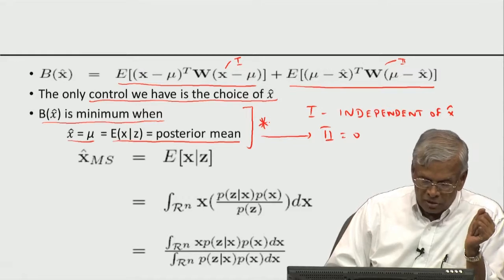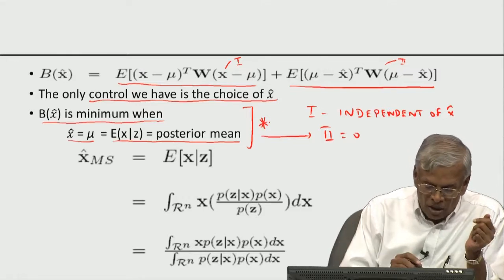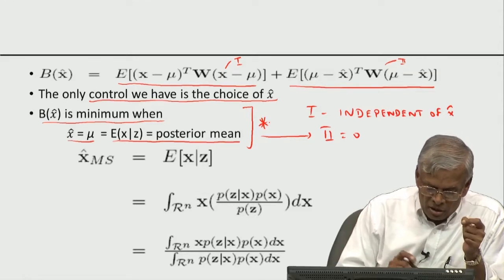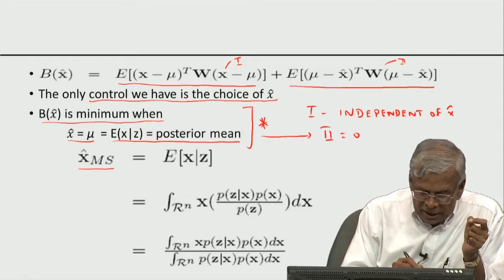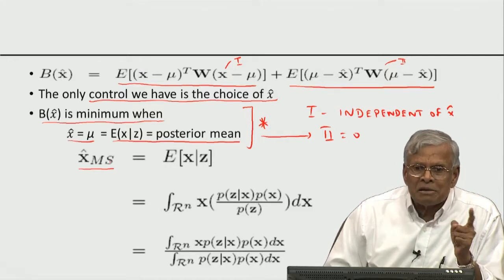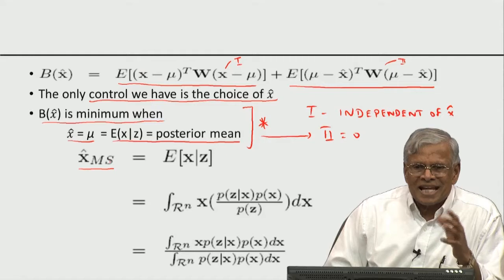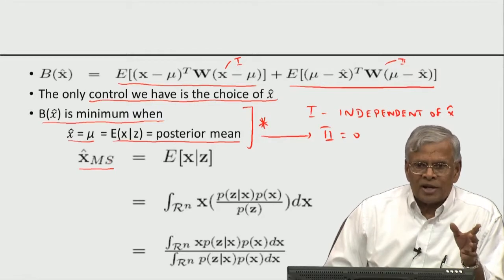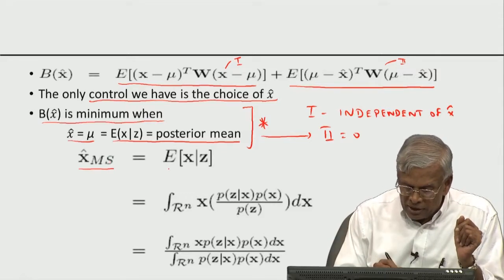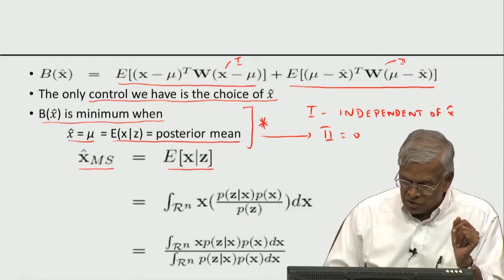The estimate is equal to the conditional mean. Therefore, we are now going to give a special estimator which is called x tilde ms. X tilde ms is called the Bayesian mean square estimate. It is like x hat ls for the least square estimate. So x hat ms is equal to the conditional expectation of x with respect to z.